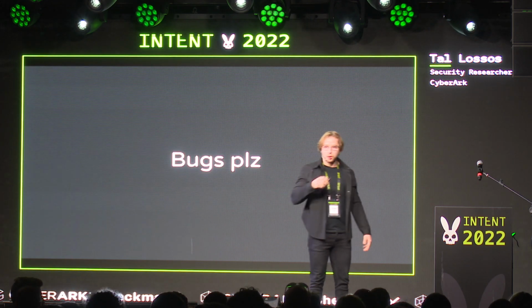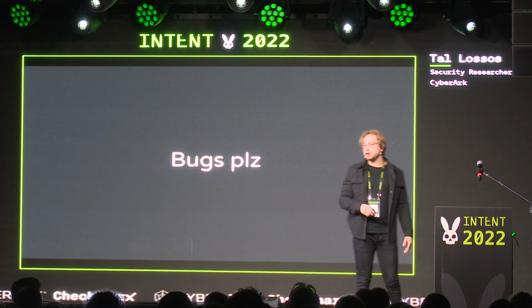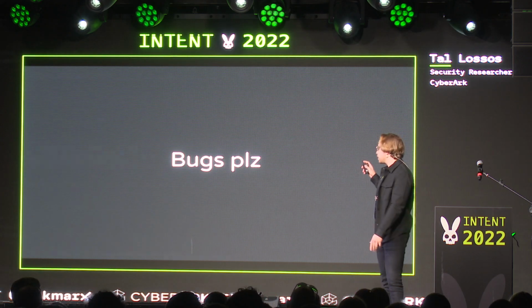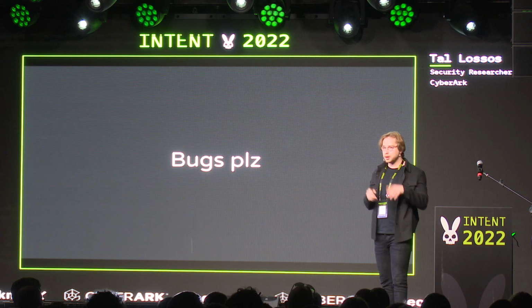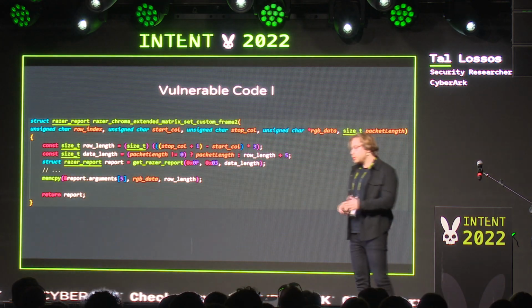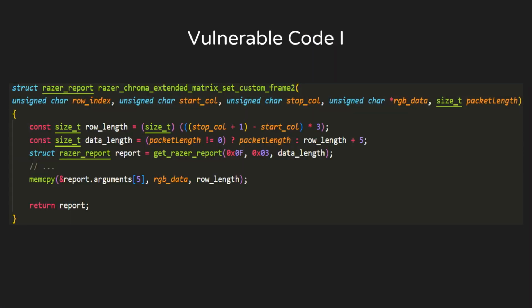All right, so now we're moving on to the interesting part, and in this part, I will actually need your help, so stay focused. While researching the OpenRazer software, I encountered this lovely piece of code. This function name is Razer Chroma Extended Matrix Set Custom Frame 2, and its purpose is to light up the RGB colors on our custom keyboard.